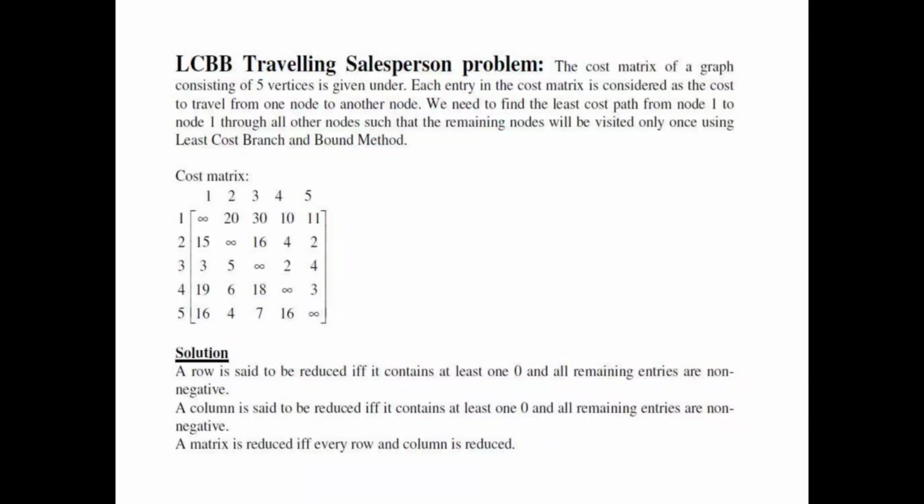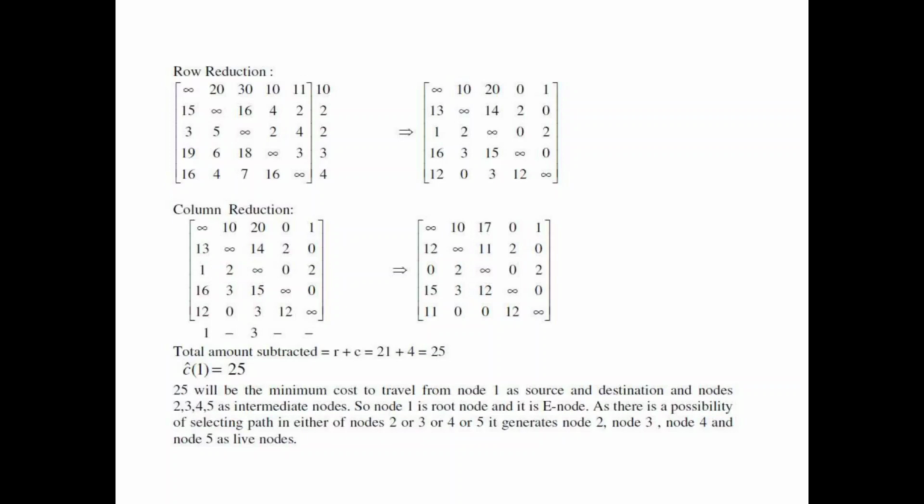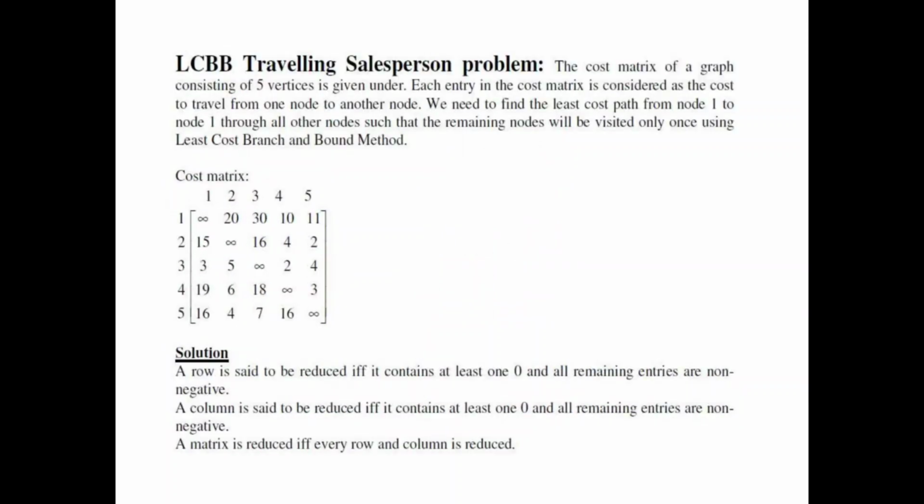Next, a matrix is said to be reduced when every row and column is reduced. Next, you can see here the 5 by 5 matrix has been taken. This is the 5 by 5 matrix. Next we have to perform row reduction and column reduction.